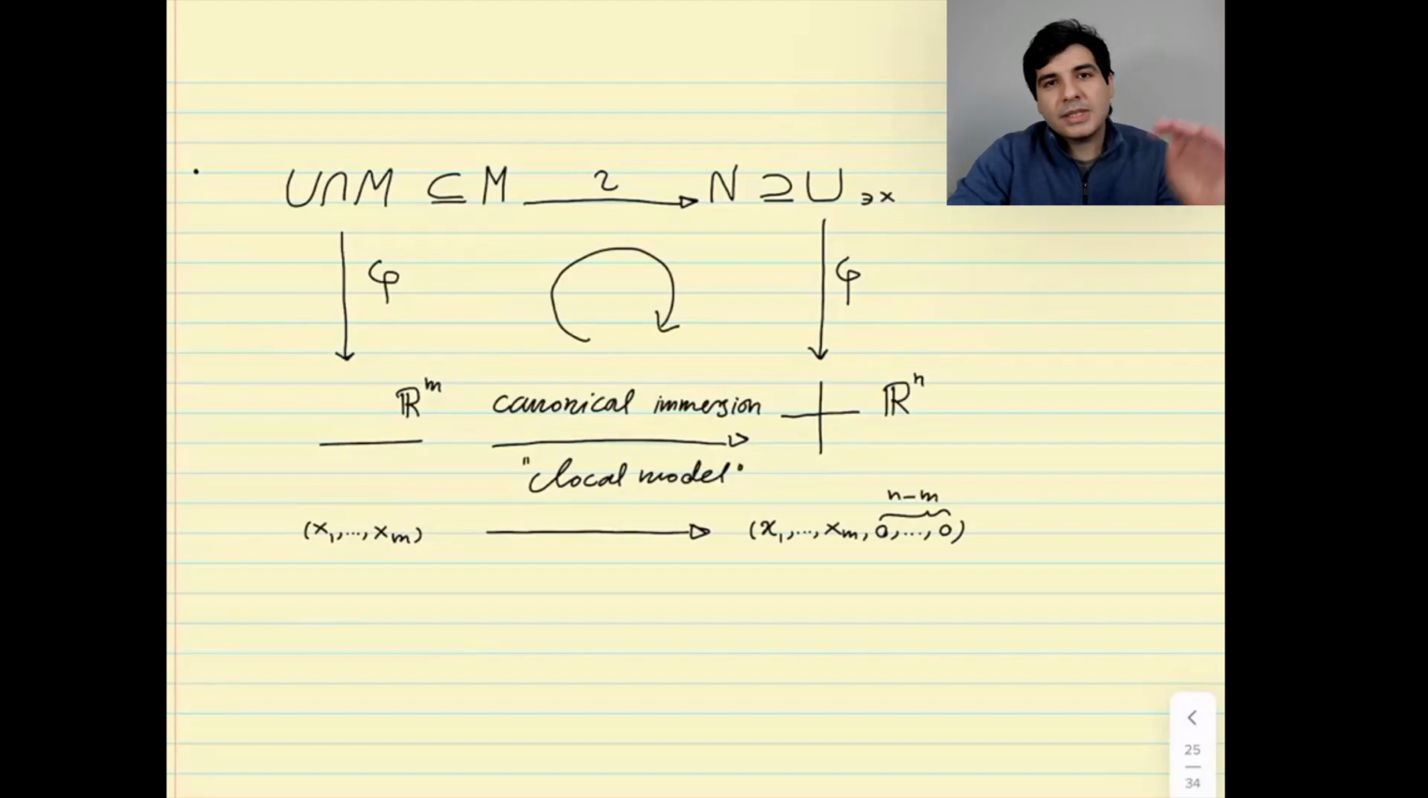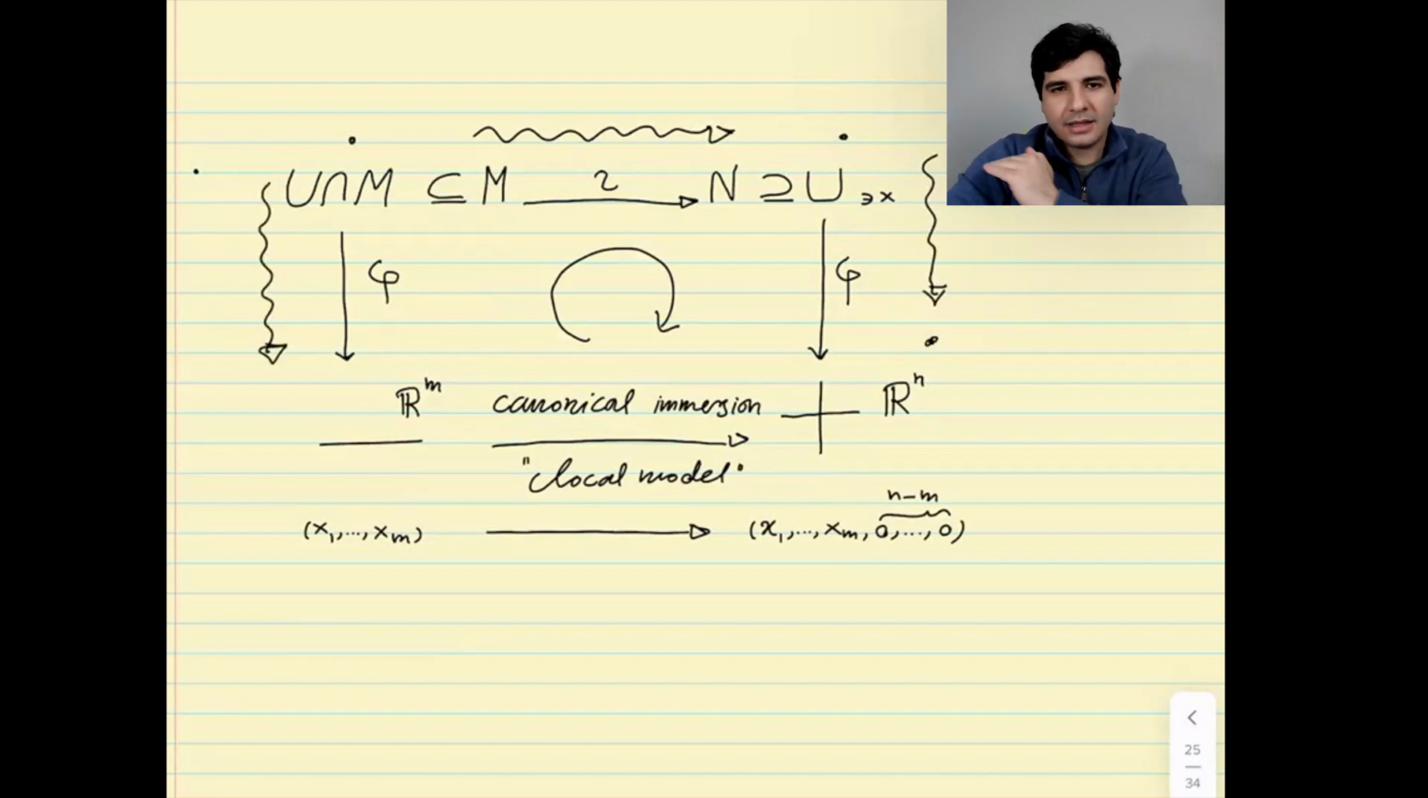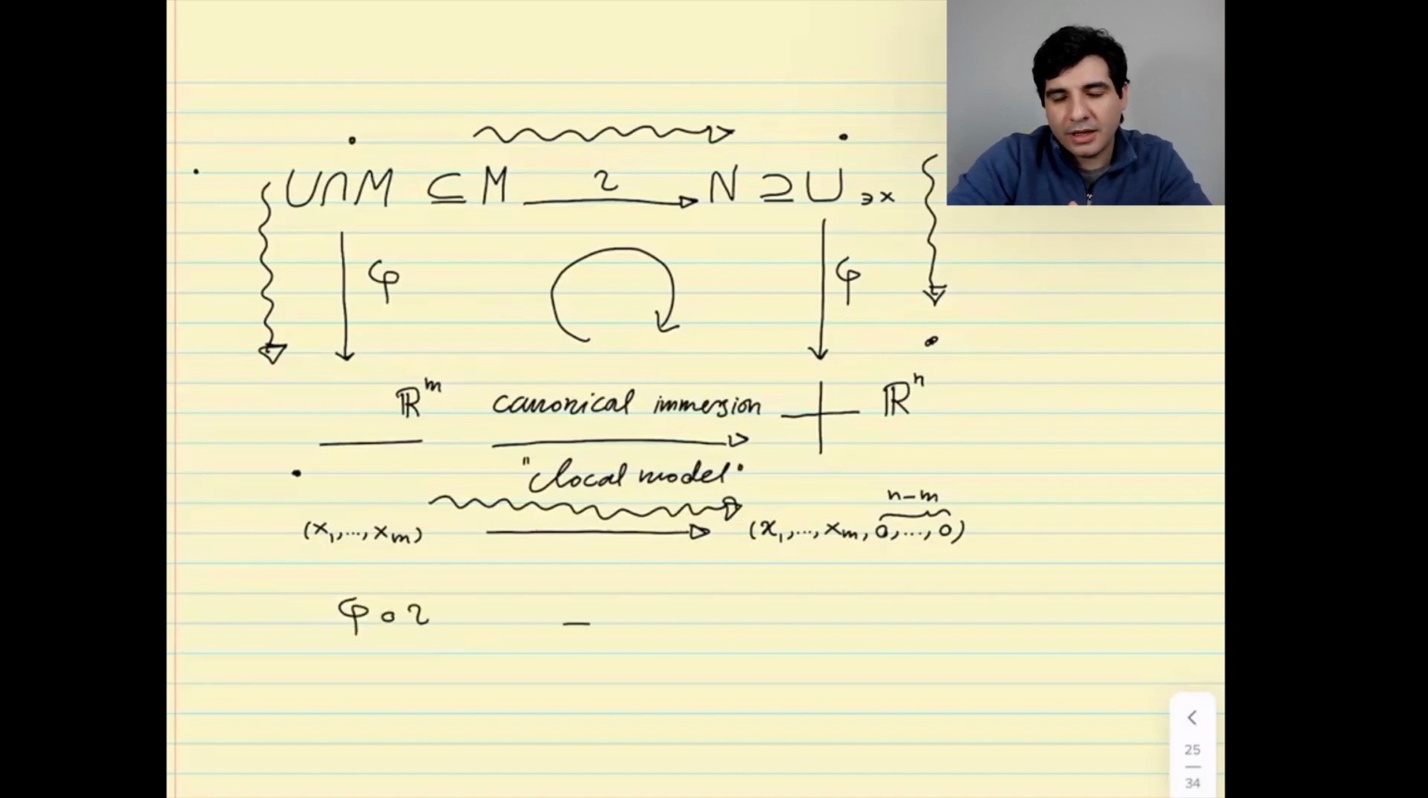What does it mean to commute? It means it doesn't matter which path you take. You can pick a point in U intersection M, apply iota, and then apply phi, and you would end up in Rn. Or you can start with phi, go down, and then apply the canonical immersion. You again would go to Rn. Doesn't matter which path you pick, you would end up at the same point, which means phi composed with iota equals canonical immersion composed with phi. Okay, that's what it means to have the local model. That's literally writing the local model using these maps.